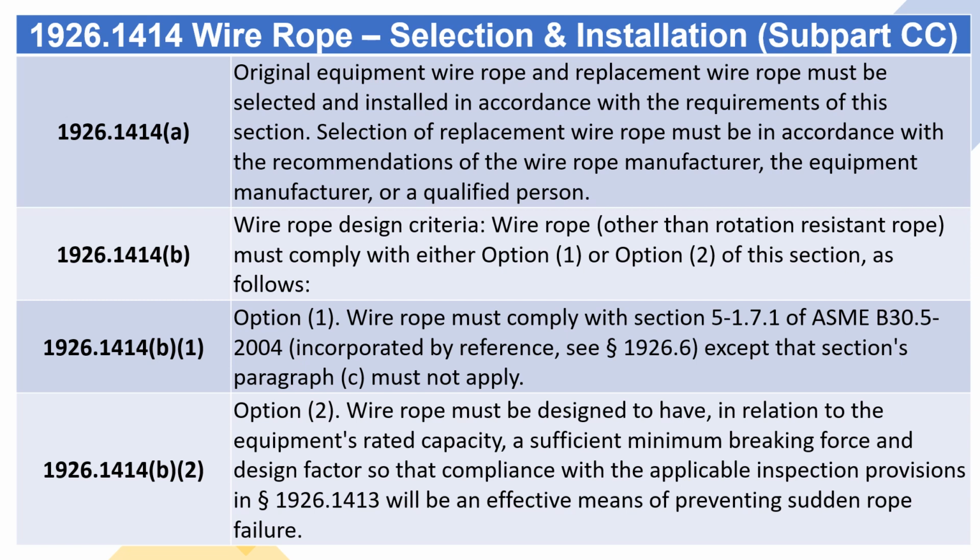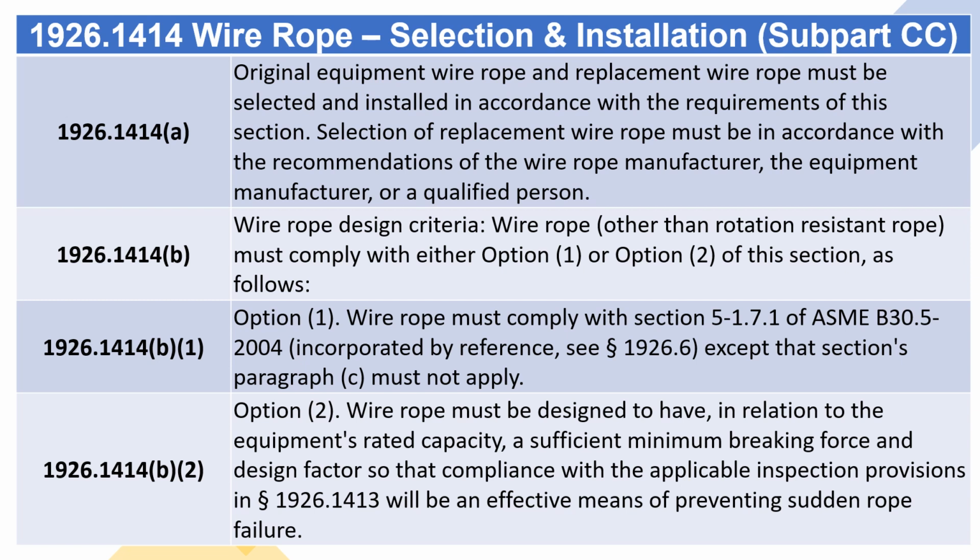1926.1414(b) Wire rope design criteria. Wire rope, other than rotation-resistant rope, must comply with either option 1 or option 2 of this section as follows. 1926.1414(b)(1) and (b)(2). Option 1. Wire rope must comply with Section 5-1.7.1 of ASME B30.5-2004, incorporated by reference. See Section 1926.6, except that section's paragraph (c) must not apply.